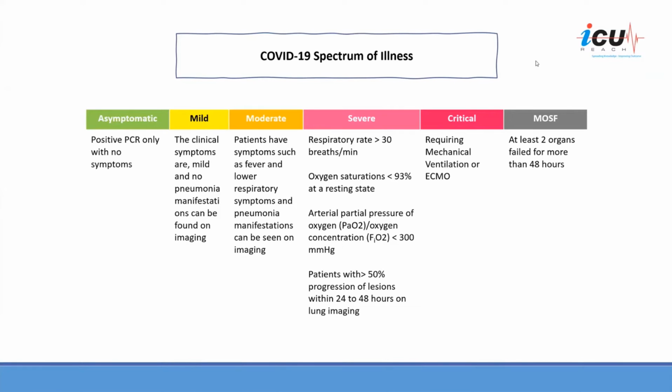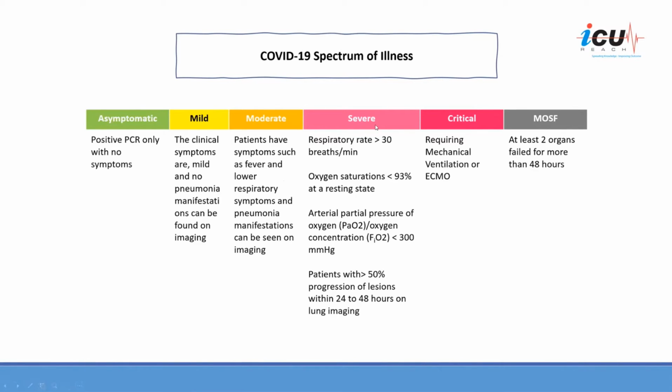The mild disease is where we have clinical symptoms that are mild with no pneumonia. There's no manifestation on the chest imaging of any disease in the lungs. When we start talking about moderate disease, this is where patients have symptoms such as fever and lower respiratory symptoms, and we see pneumonia manifestations on imaging, whether it is chest X-ray or CT scan.